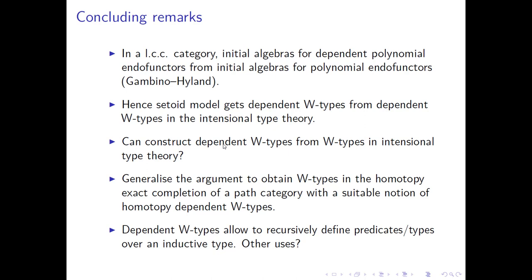But the point is that I think that this kind of argument is easier than to formulate in purely categorical terms. So one thing would be to generalize this to the homotopy exact completion of van den Berg and Moerdijk, starting with a path category with a notion of homotopy dependent W types, and I think that you can just simulate the same argument in the path category to show that the homotopy completion has dependent W types itself.